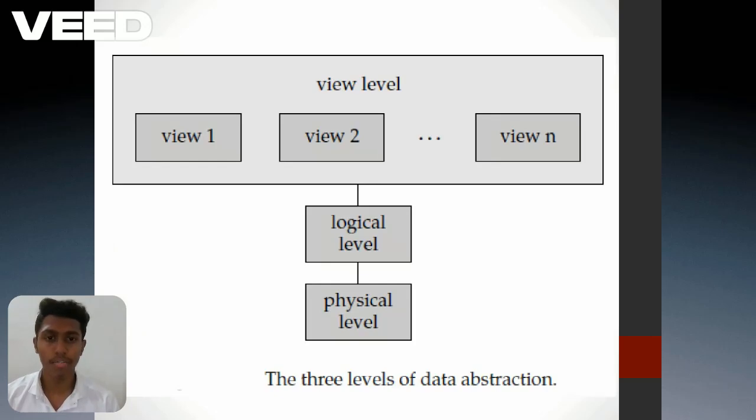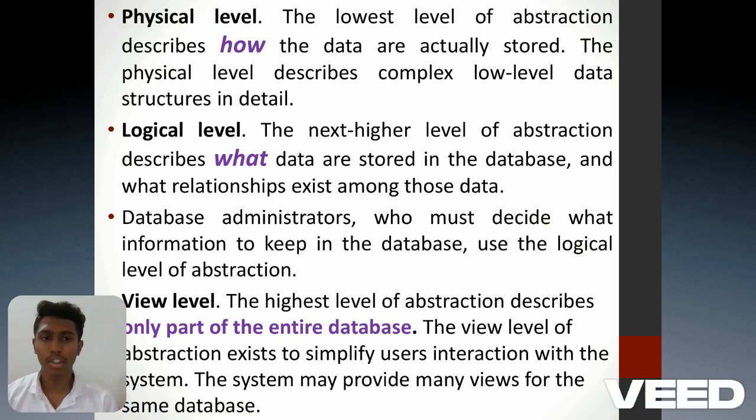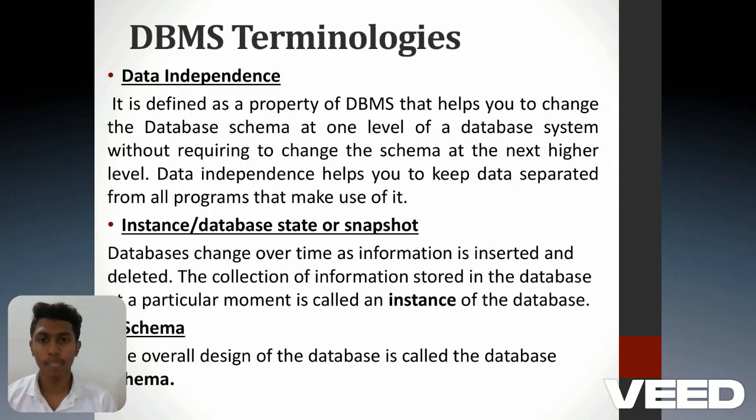This is basically the full flow chart related to it. There are various views in the view level, the second is the logical level, and the third is the physical level. So, what is the physical level? It is the lowest level of abstraction, which describes how the data is actually stored. And what is the logical level? The logical level is the next level of abstraction, which describes what data are stored in the database and what relationships exist among those data. The third one is the view level, the highest level of abstraction, which describes only part of the entire database.